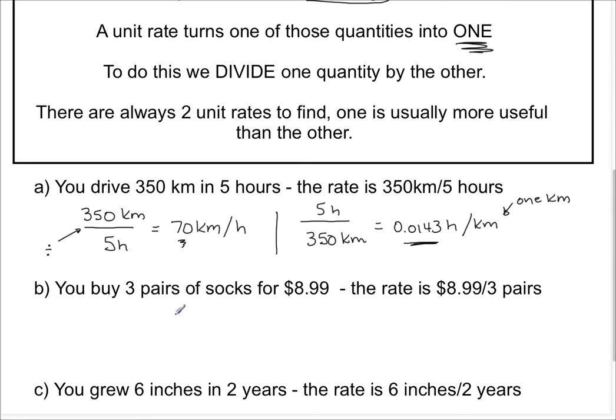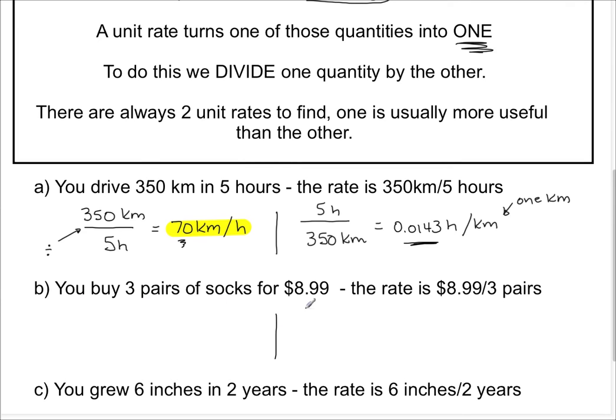Now let's have a look at the socks example and see the two different unit rates. But maybe we should say which one of these unit rates is better? Which one do you hear more often? How many kilometers you go in an hour, or how many hours you go in a kilometer? Hope most of you said this is the more useful one: how many kilometers we go in 1 hour. That's what this car speedometer tells us.